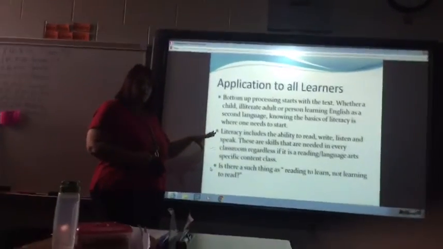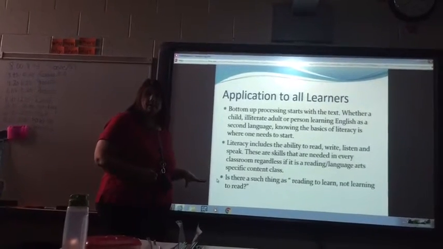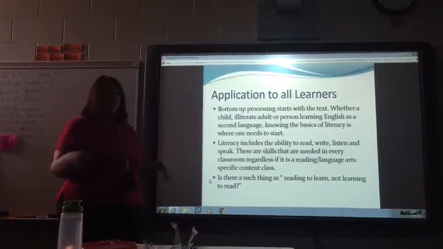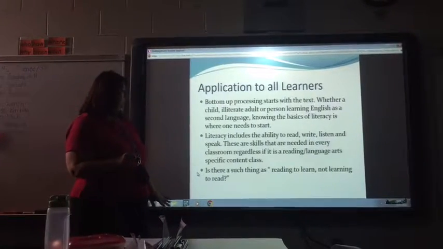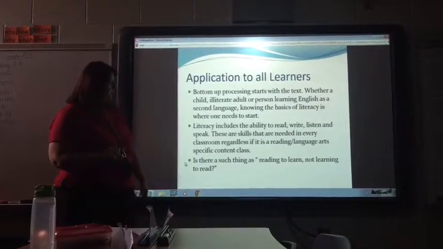Literacy is not just reading. It's writing, it's listening, it's even speaking. And those are skills that are needed in every classroom. If it's science, social studies, they don't do language arts in that classroom. Even specific content classes.